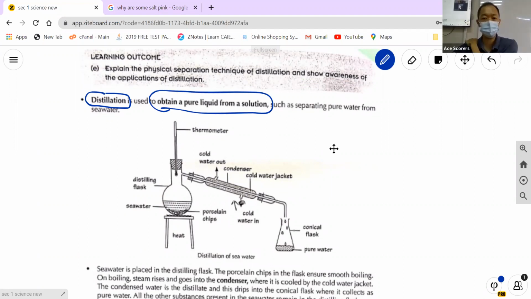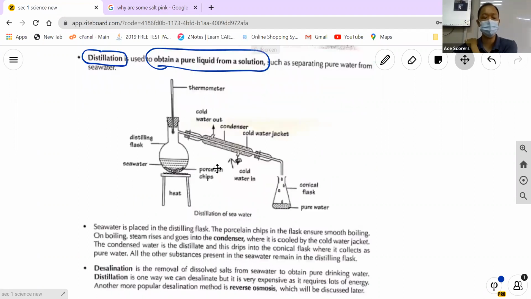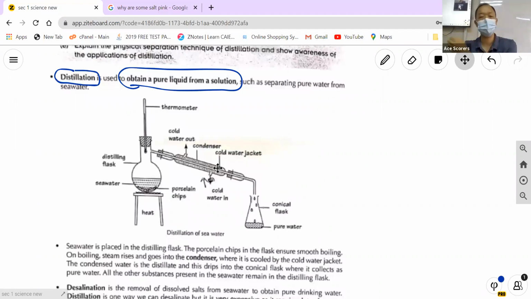So here's one. Just now with evaporation, we wanted to get salt from seawater. But in this situation, you want the water from seawater. That means you don't want the salt. You want to get pure water.